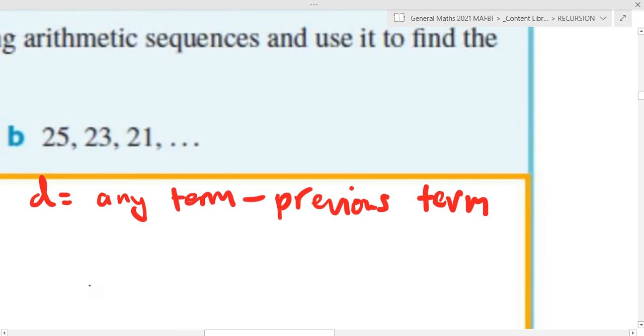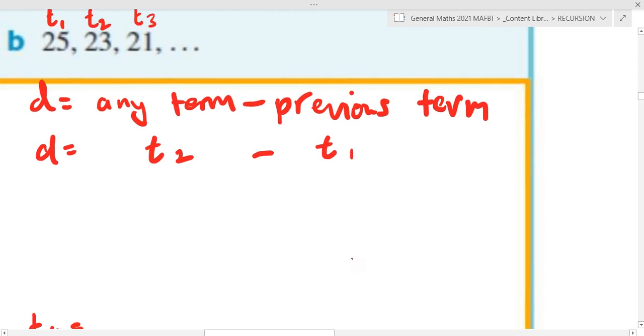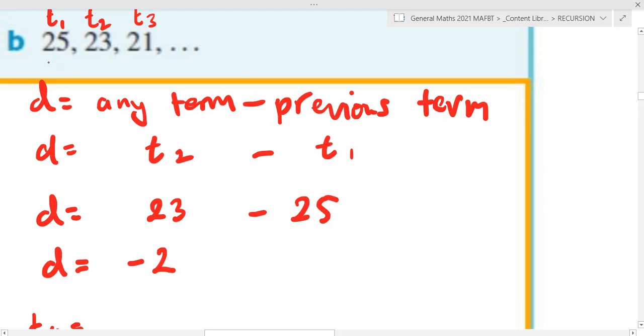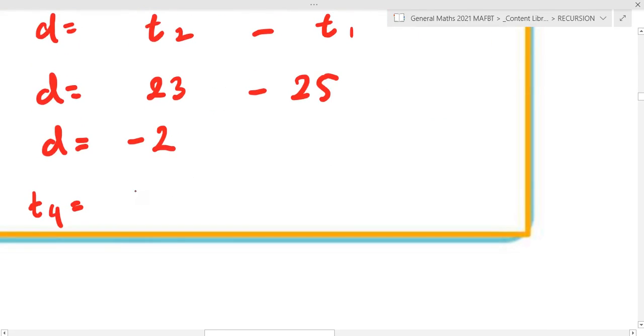D equals T2 minus T1, which is 23 minus 25. So Joseph used T2 and T1. He went D equals T2 take away T1, that equals 23 minus 25. Good. D equals -2. So the common difference is each time you're minusing 2. And then T3 plus D equals T4. That's 21 plus -2, which is equal to 19.